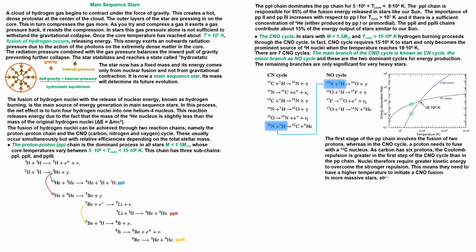In more massive stars, strong gravity compresses the hydrogen core to much higher temperatures than in low mass stars. So this explains the fact that the CNO cycle dominates in more massive stars.